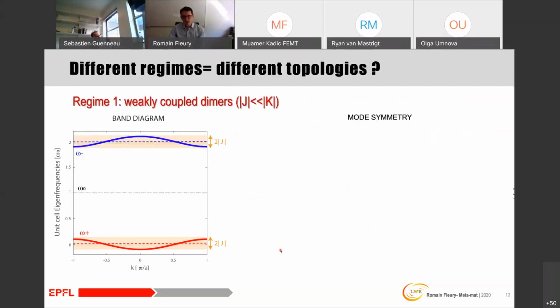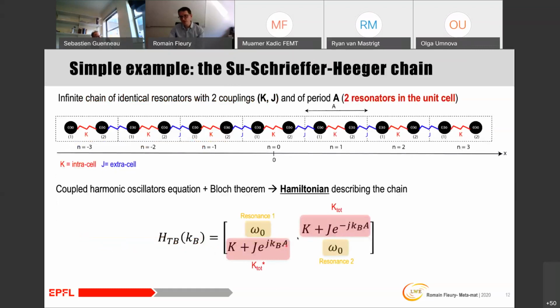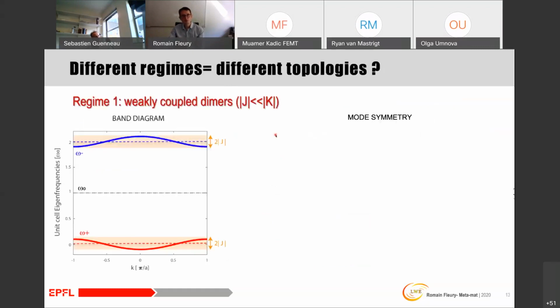So if we look at this chain, without doing any topology, we can physically identify two different regimes. We see that this chain is basically some dimers, omega 0 coupled by k, and these dimers are coupled together with j. So there are two regimes. The first one we are going to look at is the weakly coupled dimers regime. So you have dimers, and they are coupled to each other with small coupling coefficients. So j has a smaller value than k.